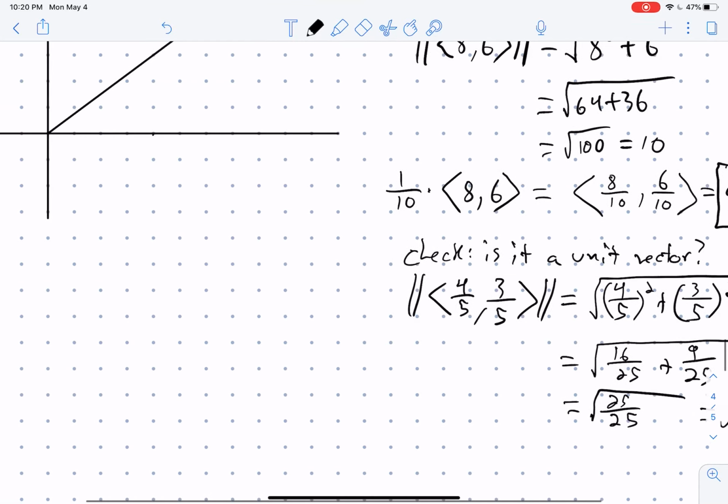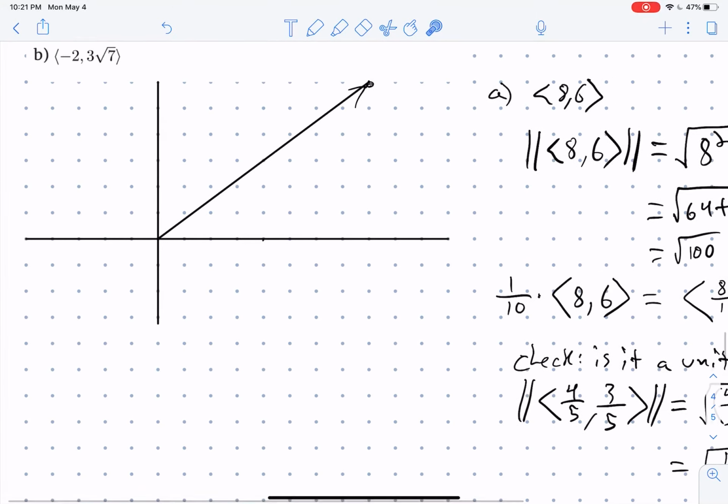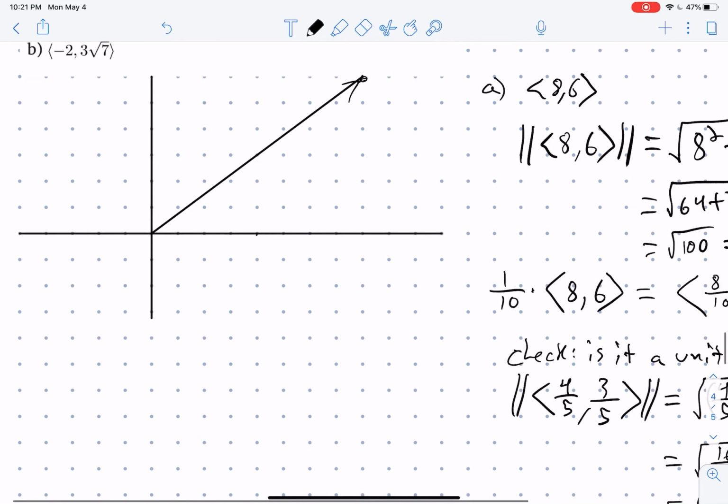Okay? If we were to graph this vector on the same set of coordinate axes, it would look something like this. This is the vector 4/5, comma, 3/5. That's it for part A. Go ahead, pause, try and do part B, then come back, we'll work on it together.